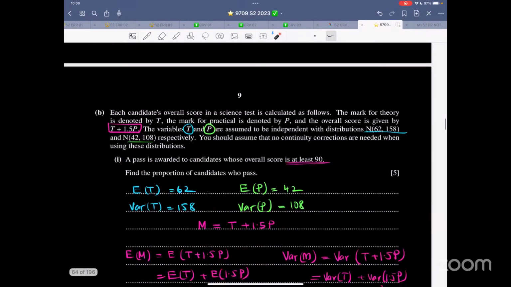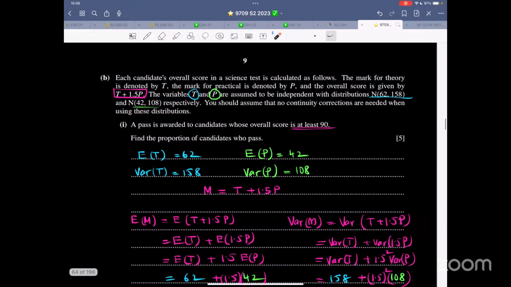Now, the next part. It says each candidate's overall score in a science test is calculated as follows. Let me just double check if everything is good. So each candidate's overall score in a science test is calculated as follows.